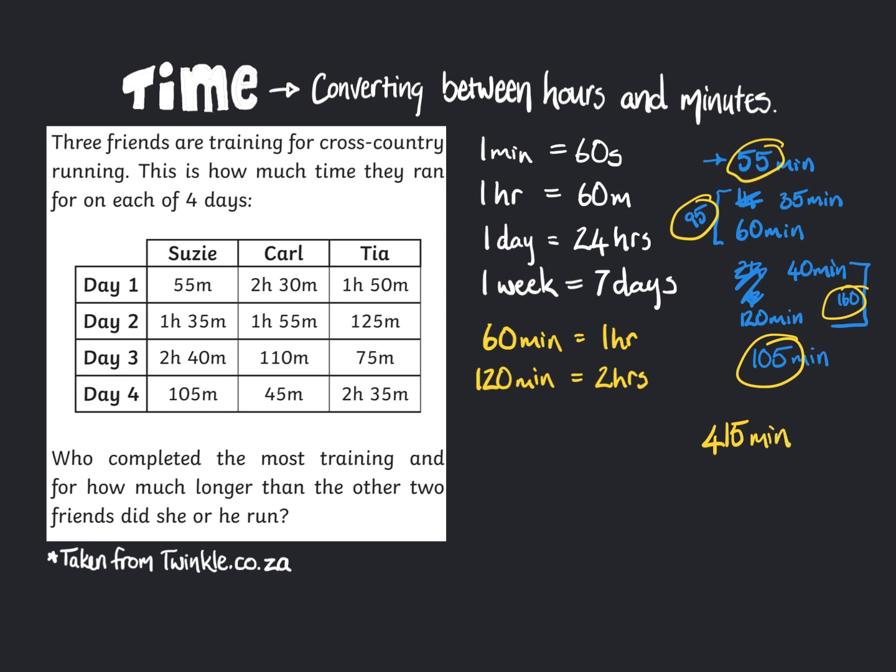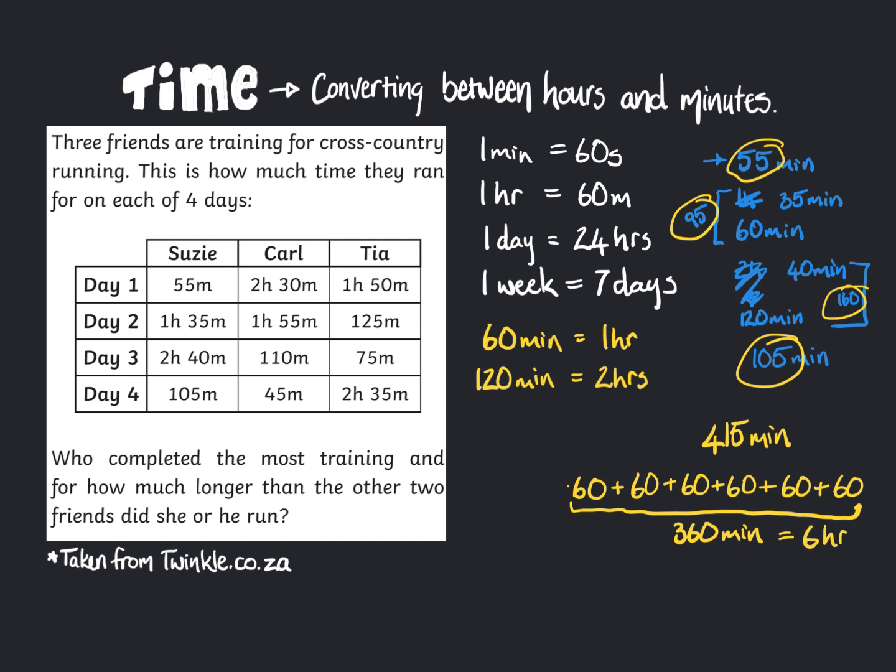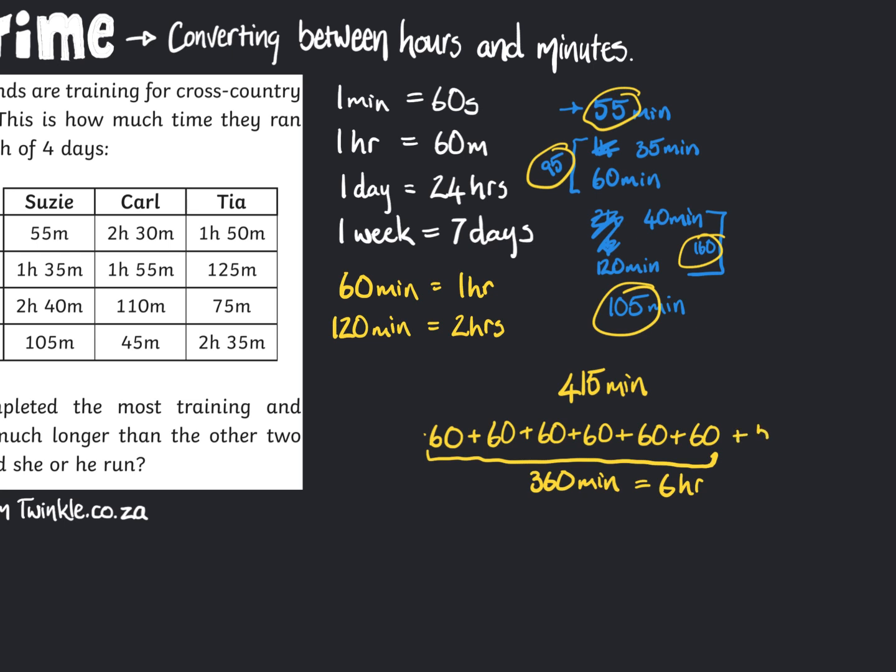415 minutes. Okay, so let's go back to 60 minutes in an hour. 415 minutes is the same as 60 plus 60, that's 120, plus 60 is 180, plus 60 is 240, plus 60 is 300, plus 60 is 360, plus 60 is 410, so we've actually gone a little bit over. Let's take away that other one. So what we've got over here, if my calculations are correct, which they should be, is 360 minutes, and that is the same as 6 hours. We still have an additional 55 minutes that need to be added. So that means in total Susie has done 6 hours and 55 minutes.